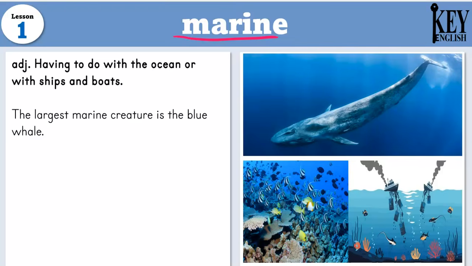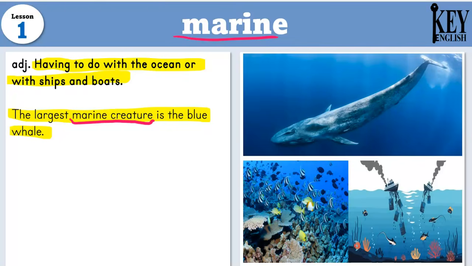And marine is an adjective that means having to do with the ocean or with ships and boats. For example, the largest marine creature is the blue whale. So we can use this word marine most often when we are describing an animal. They're called marine creatures a lot when you read about it in books. So the blue whale is a marine creature, the dolphin is a marine creature, sharks, fish, all of the things that are living in the ocean, we can describe them as being marine creatures.